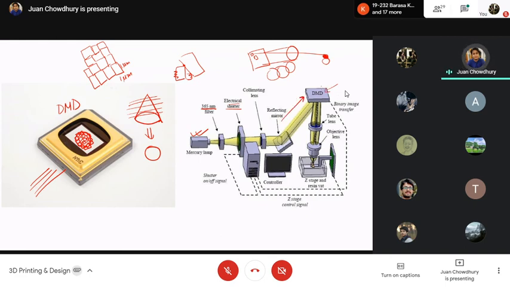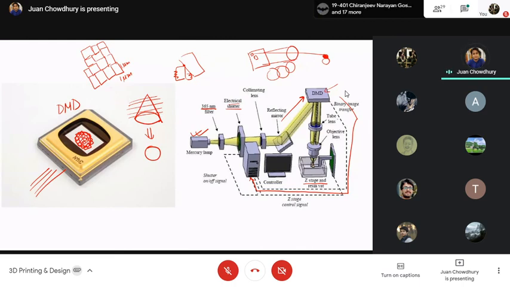Reflecting mirror going into this DMD chip. And this DMD chip will be controlled by the controller of the computer. And all you need is a Z stage to change the depth of the system.